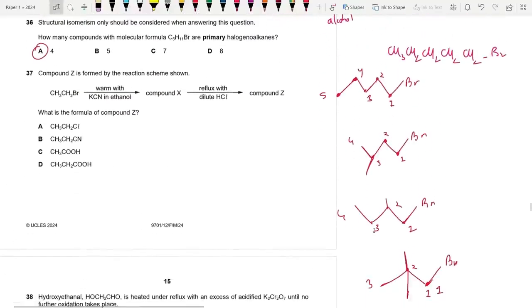37. Compound Z is formed by the reaction scheme shown. What is the formula of compound Z?